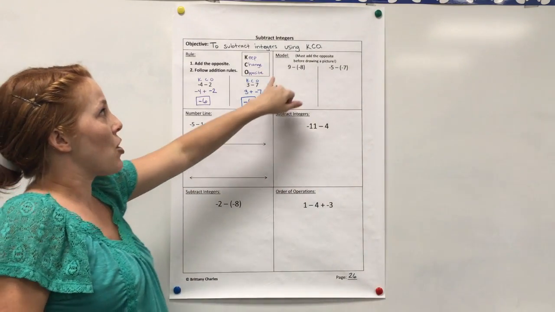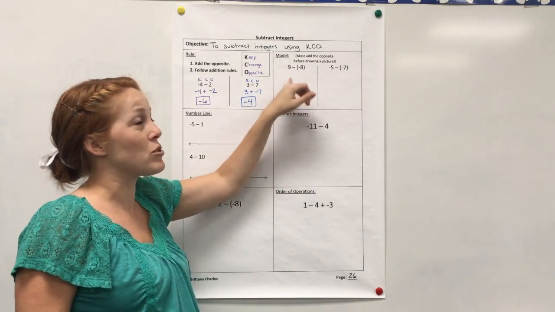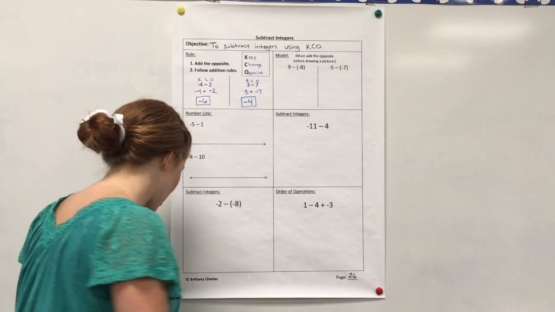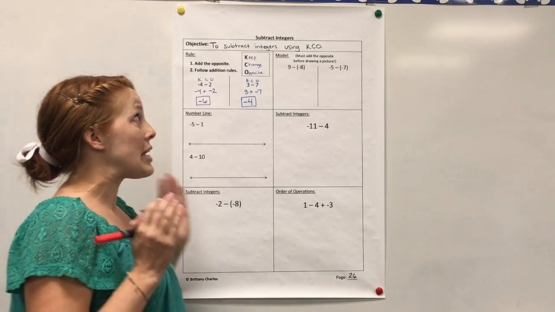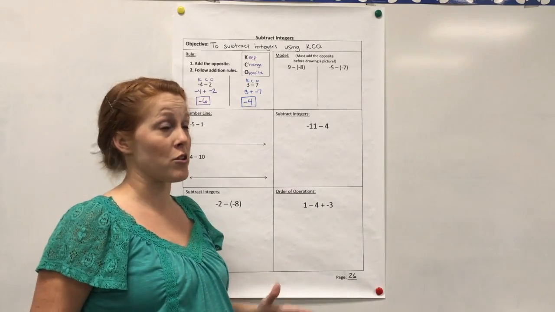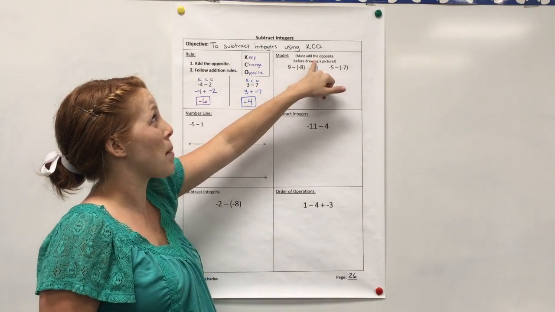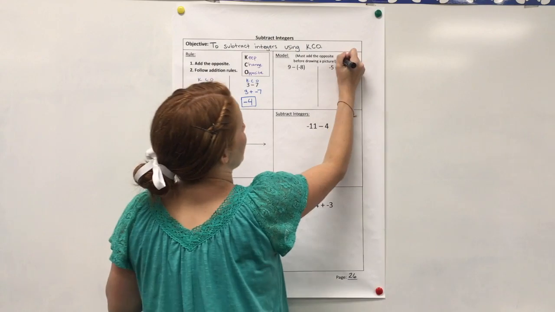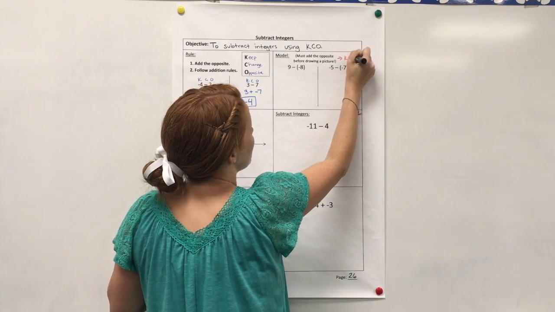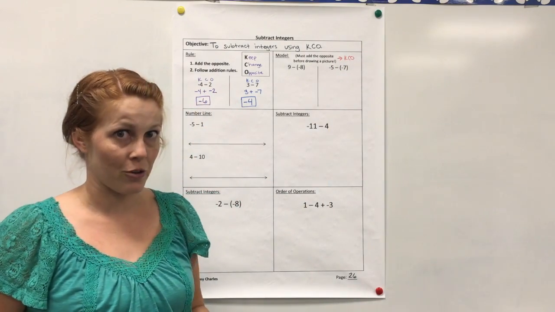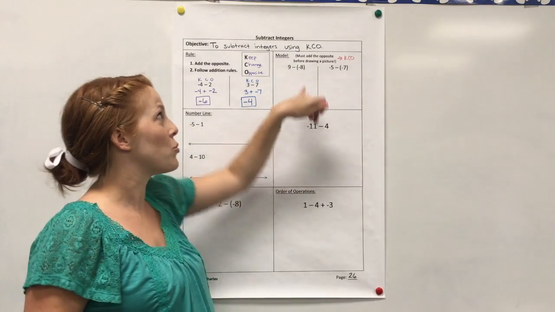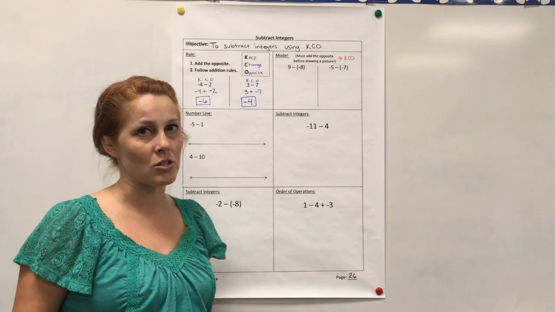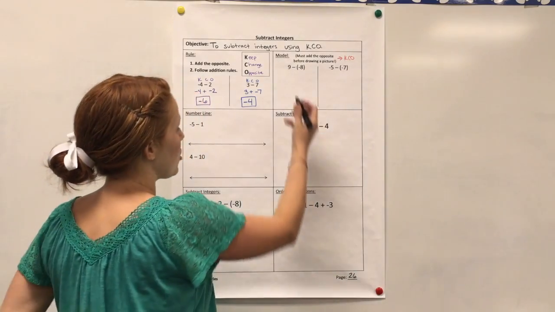Okay, so we're going to, again, use a model. We're going to show some pictures to help us understand this. Now, the only key thing that you have to make sure you do before you draw your model is you have to add the opposite, or in other words, do KCO, before you draw your picture. Because you're only going to want to draw your picture with an addition problem. So we first need to do KCO and turn this into an addition problem.